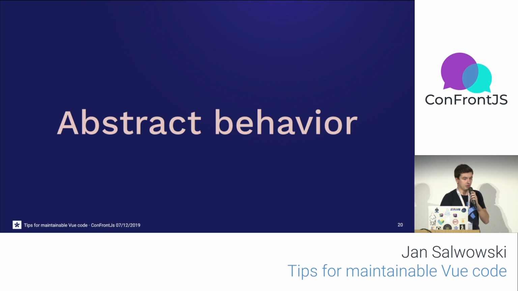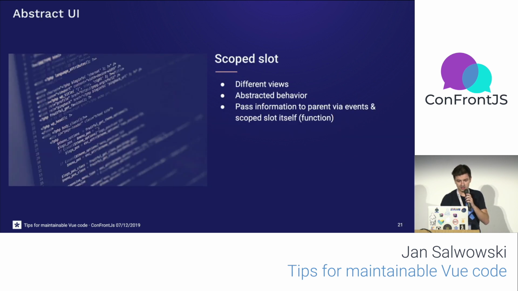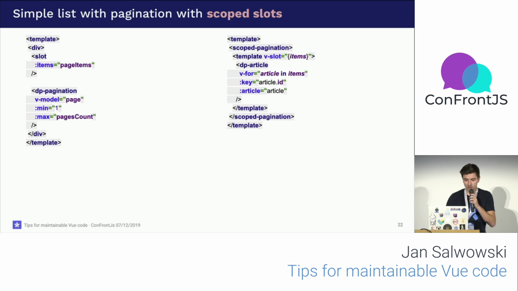And right now we are abstracting the behavior, the whole pagination itself. And this is what scope slots are used for in Vue. And we can have different views, some abstracted behavior, partial at least. And we only pass information to the parent via these events and the scope slot itself because it's a function underneath. So it looks like this. We have implemented on the right the template for the scope slot component, and then we have a concrete implementation of it.